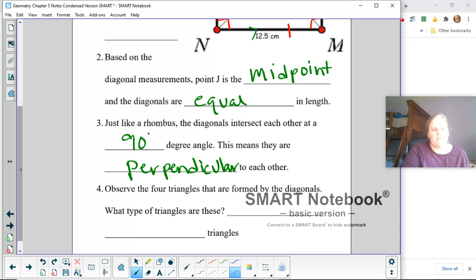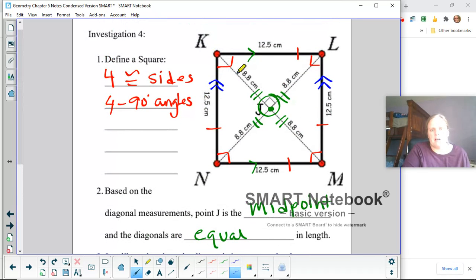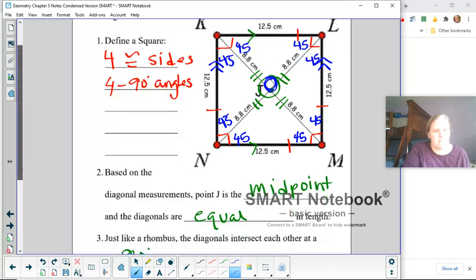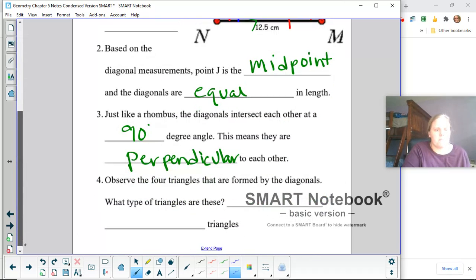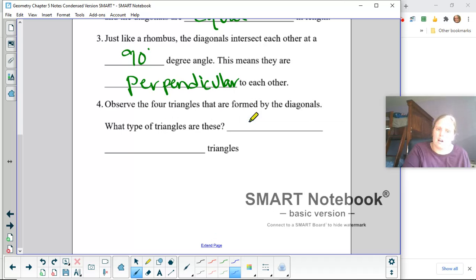We also have those four triangles being split up, and because of these lengths being the same, we have four isosceles triangles. Now, because of the 90-degree here, they are right isosceles triangles, which means each of these individual angles has to be 45 degrees. So just like in the rhombus, the diagonals are also bisecting the corner of the square. So these are right isosceles triangles.